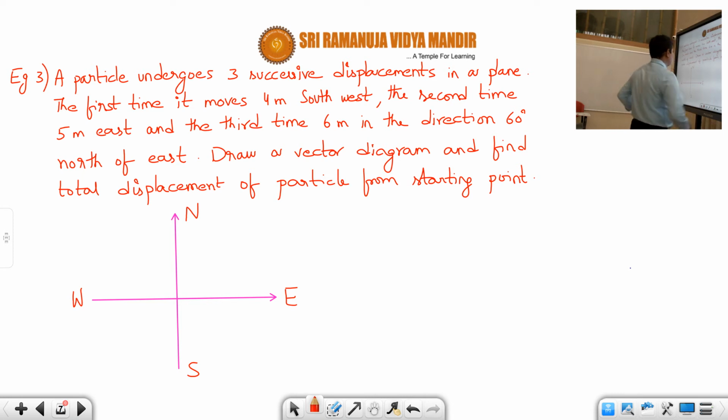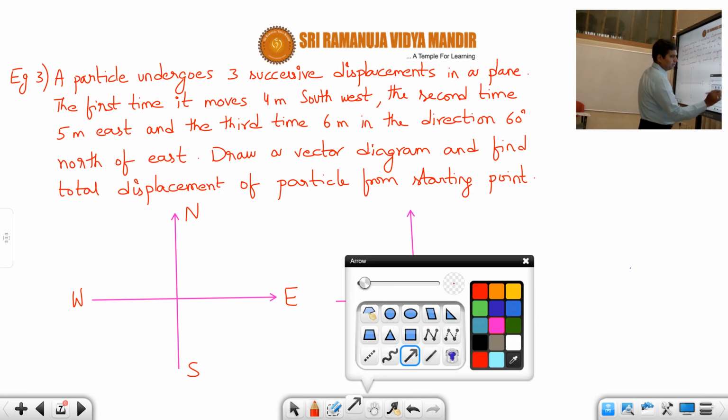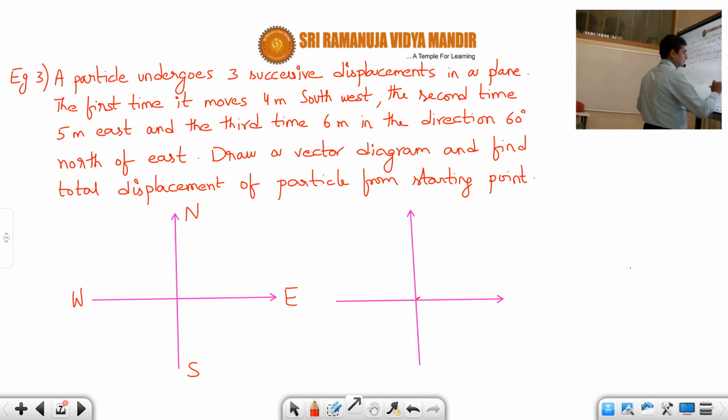And now whenever they say northeast, students, northeast means in between. So therefore it should be drawn in between, like this. This is called northeast, students. And this angle will always be 45. This angle also will be 45.